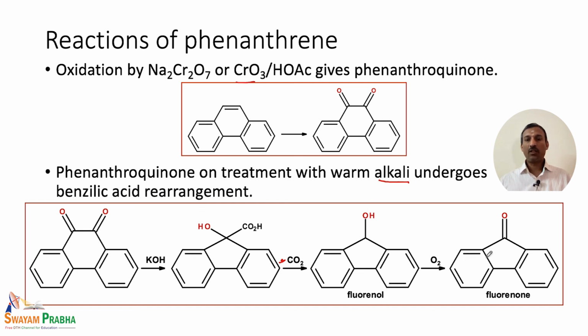On oxidation, this leads to fluorenone. So here we actually lose 1 carbon unit from the starting material. This is how a 6-membered ring can be converted into a 5-membered ring. So this is the ring contraction reaction of phenanthrene.